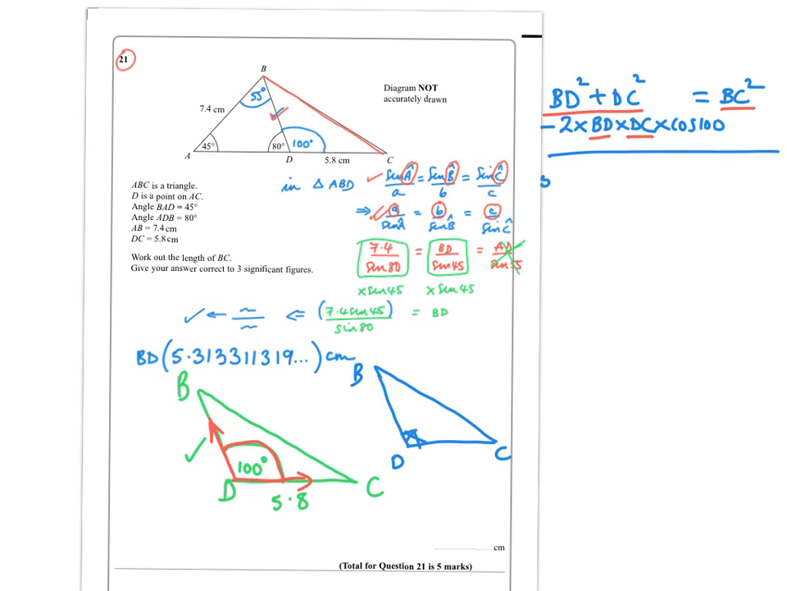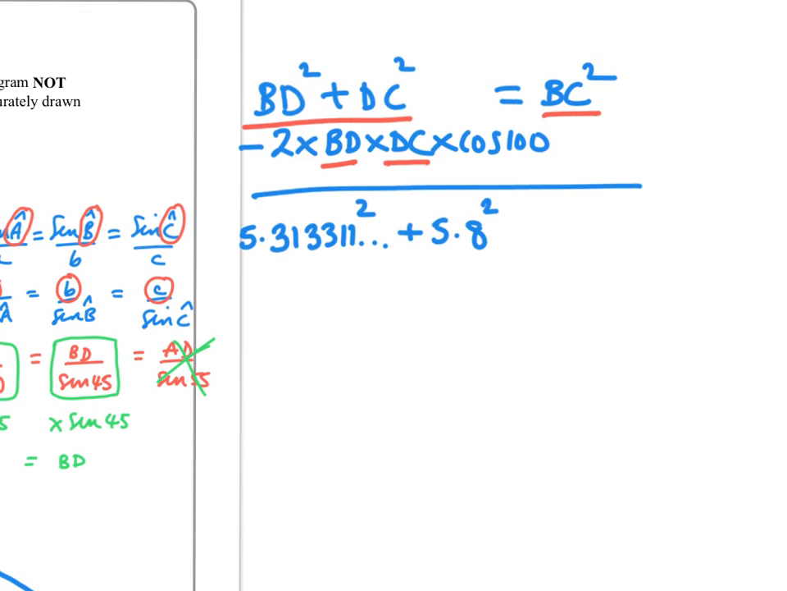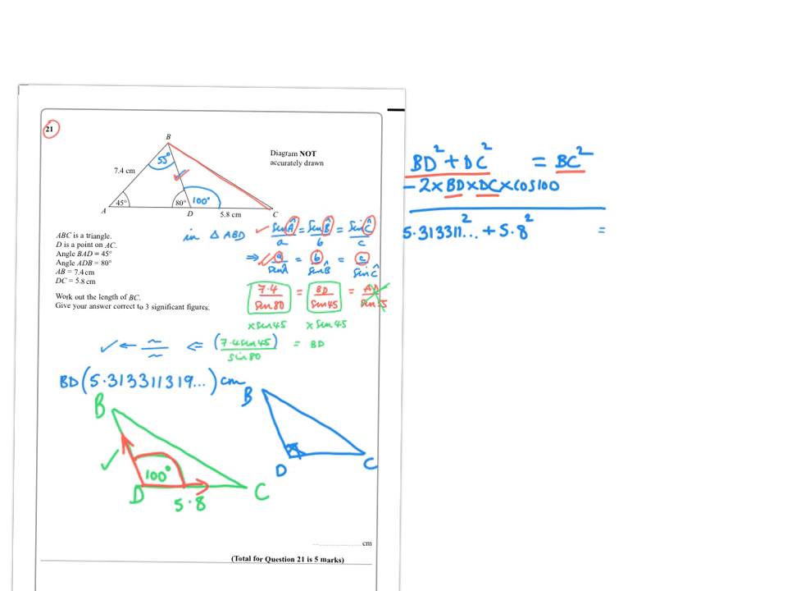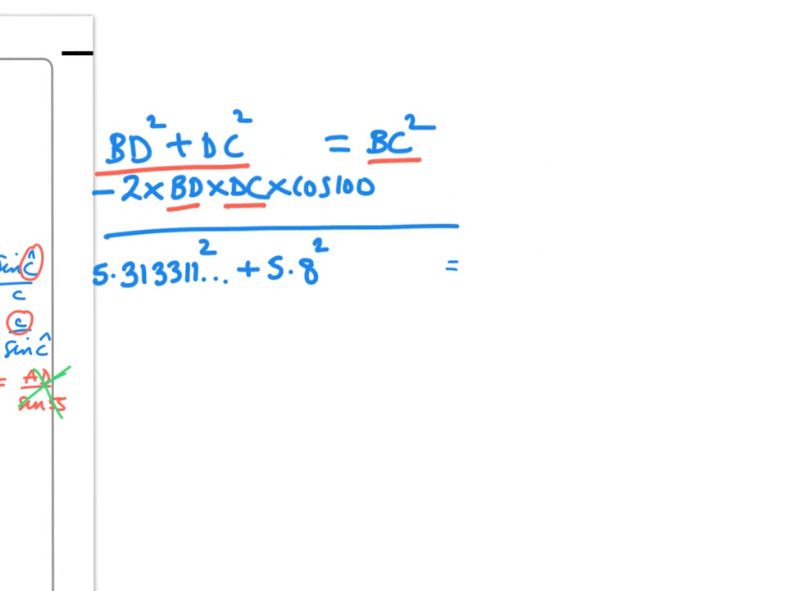BD squared, which is 5.3133, I'm not going to write it all out, squared, plus 5.8 squared, and that would be equal to the other length squared, which in this case was BC squared, which is the actual length I want to find. But it isn't a right angled triangle, so I've got to take away 2 times 5.313311 and so on times 5.8, and those two lengths make the angle 100, so it's cos 100, hence the cosine rule.